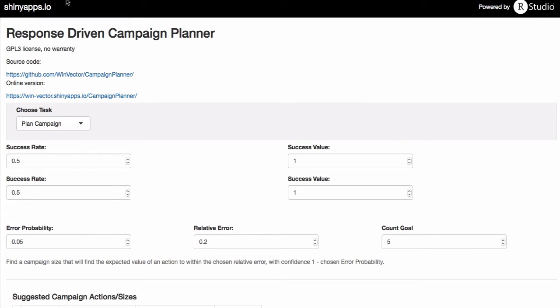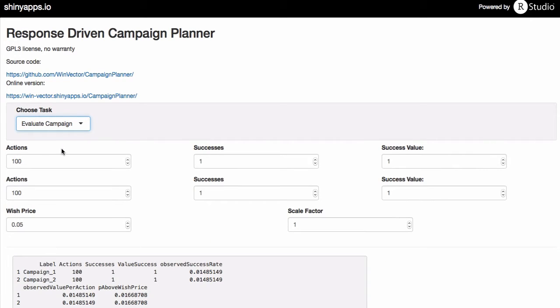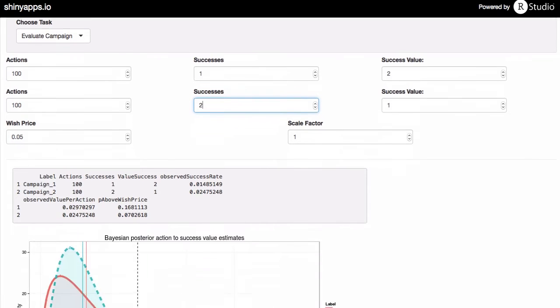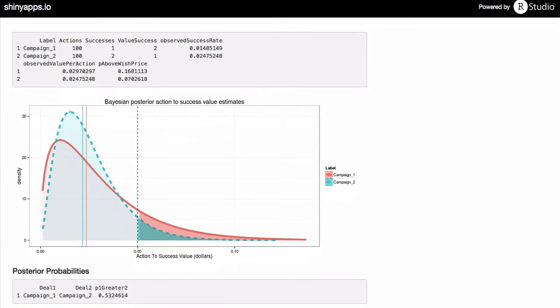Here, we've started the analysis worksheet. We'll move it from planning mode to evaluate mode, which is often how things are in reality, that we need to evaluate campaigns that have already been run. I'm going to type in one of my favorite example campaigns. It is a campaign where we tried 100 actions, we had one success, and we value any success at $2 each. In the second campaign, we had 2 successes, and we value any success at $1. We'll leave the extra analysis controls alone. Now that we've set that, the rest of the sheet is populated.